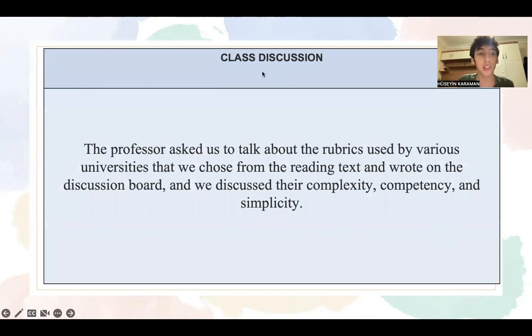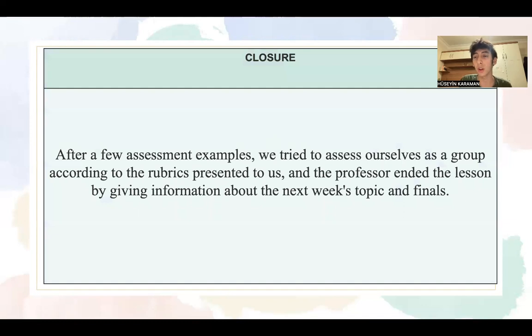And for the class discussion, the professor asked us to talk about some rubrics used by various universities that we chose from the reading texts, and we discussed their competency and simplicity. For the closure, the teacher ended the lesson by giving information about the next week's topics and finals.